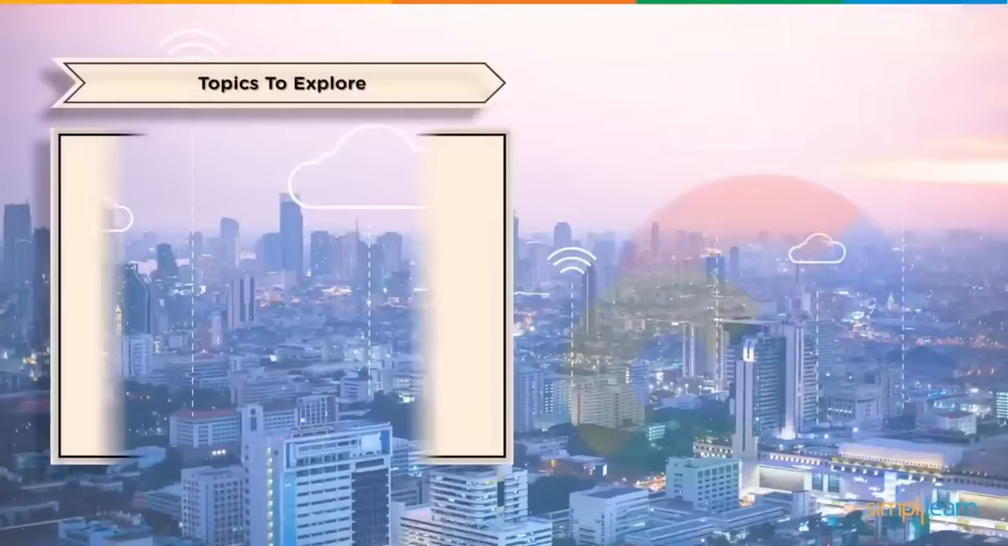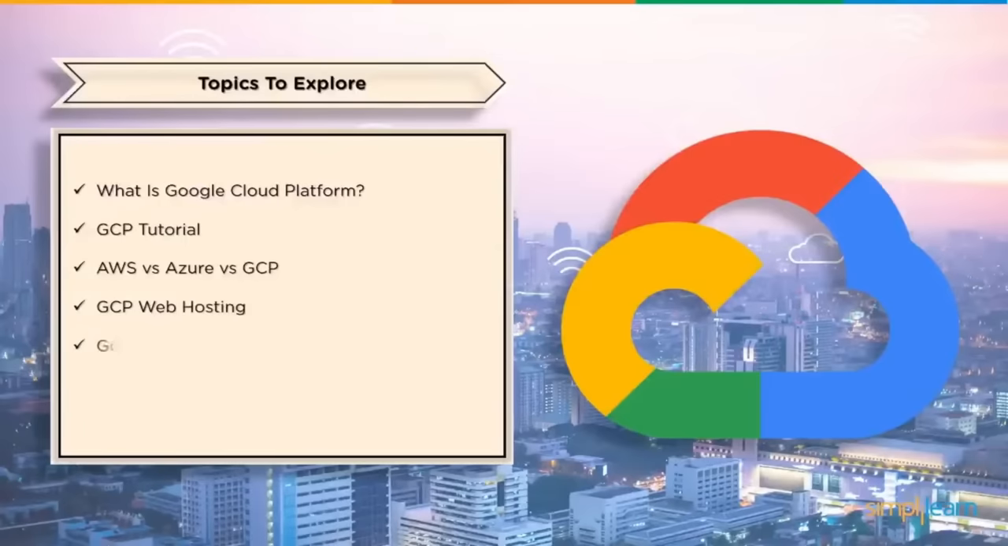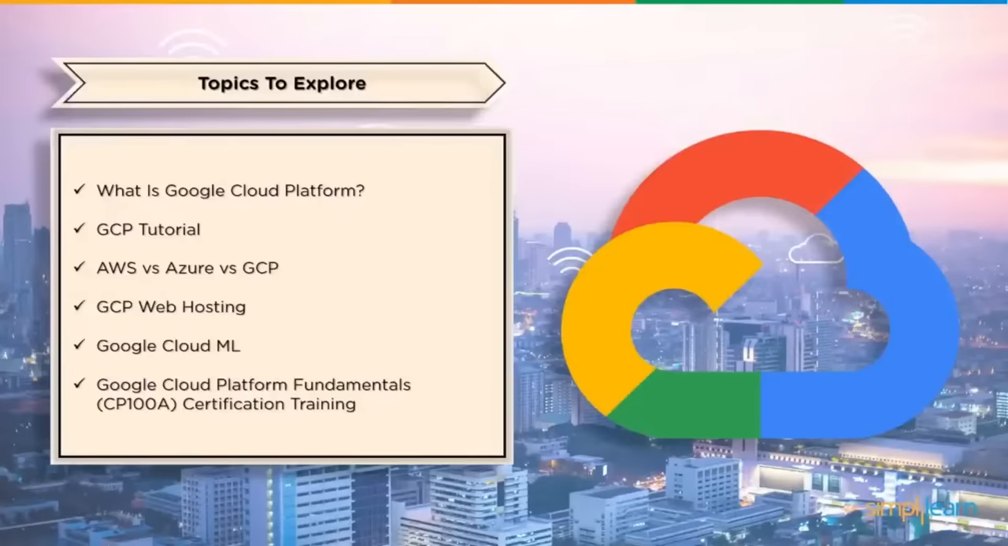But before diving deep into the concepts, we will first cover the basics, starting with understanding what is GCP, followed by the GCP tutorial in which we will explore GCP services and its infrastructure. Then we will have a quick comparison between GCP, AWS, and Azure, along with hands-on experience with GCP. Then we will move on to GCP web hosting. And then we will understand Google Machine Learning with proper demonstration. And at last, we will look into the essentials of Google Cloud Platform fundamentals and how to exactly prepare for it.